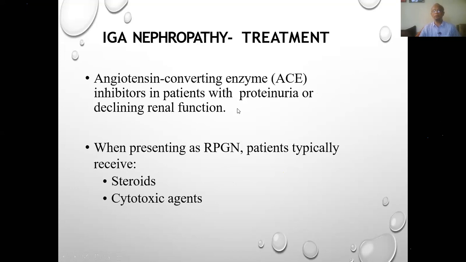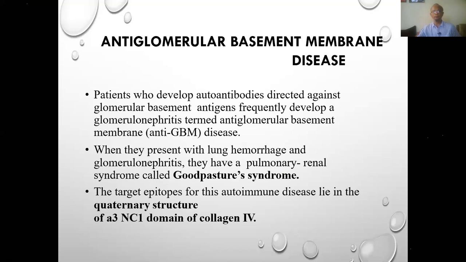And what about the treatment options? It is ACE, that is angiotensin converting enzyme inhibitors, in patients with proteinuria or declining renal function. When presenting as rapidly progressive glomerulonephritis, you have to treat with steroids and cytotoxic drugs.